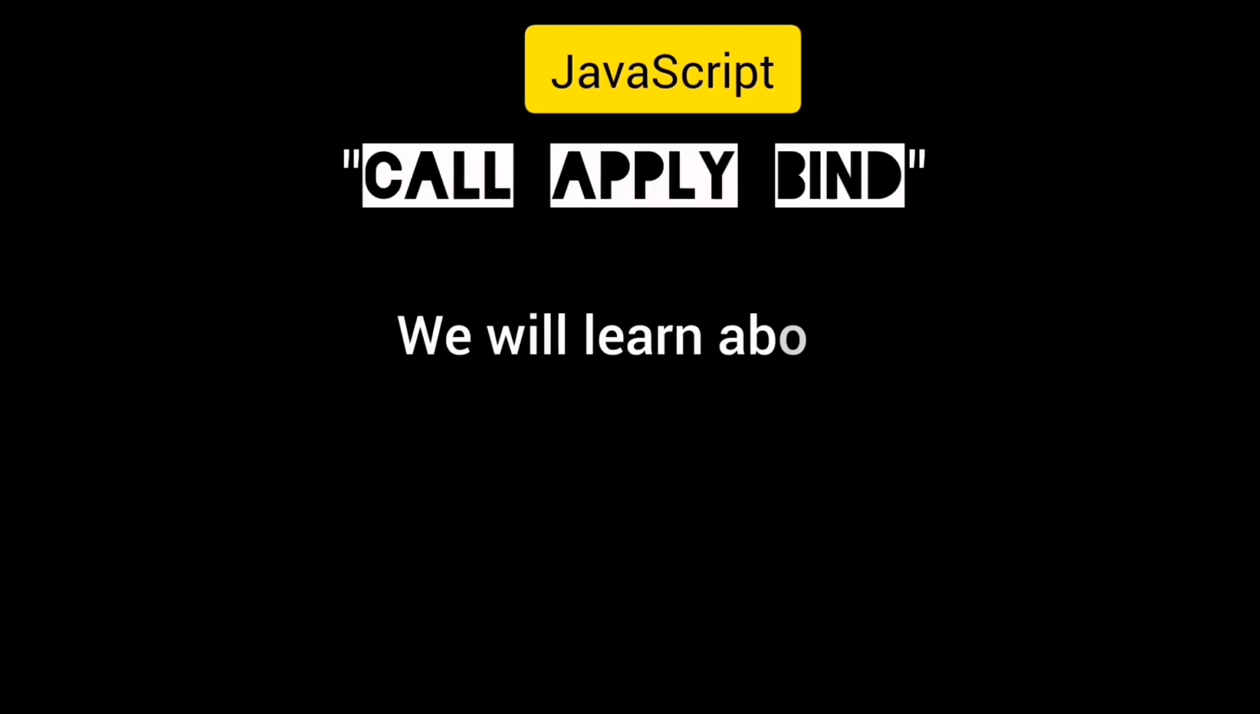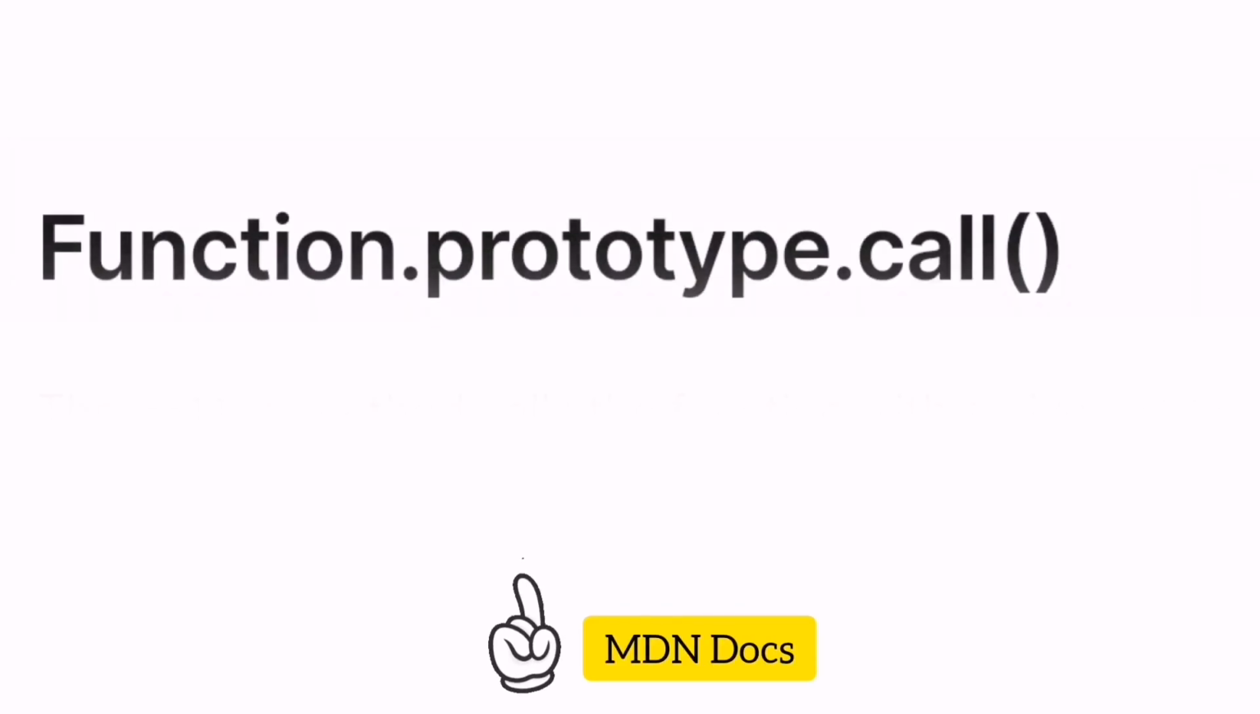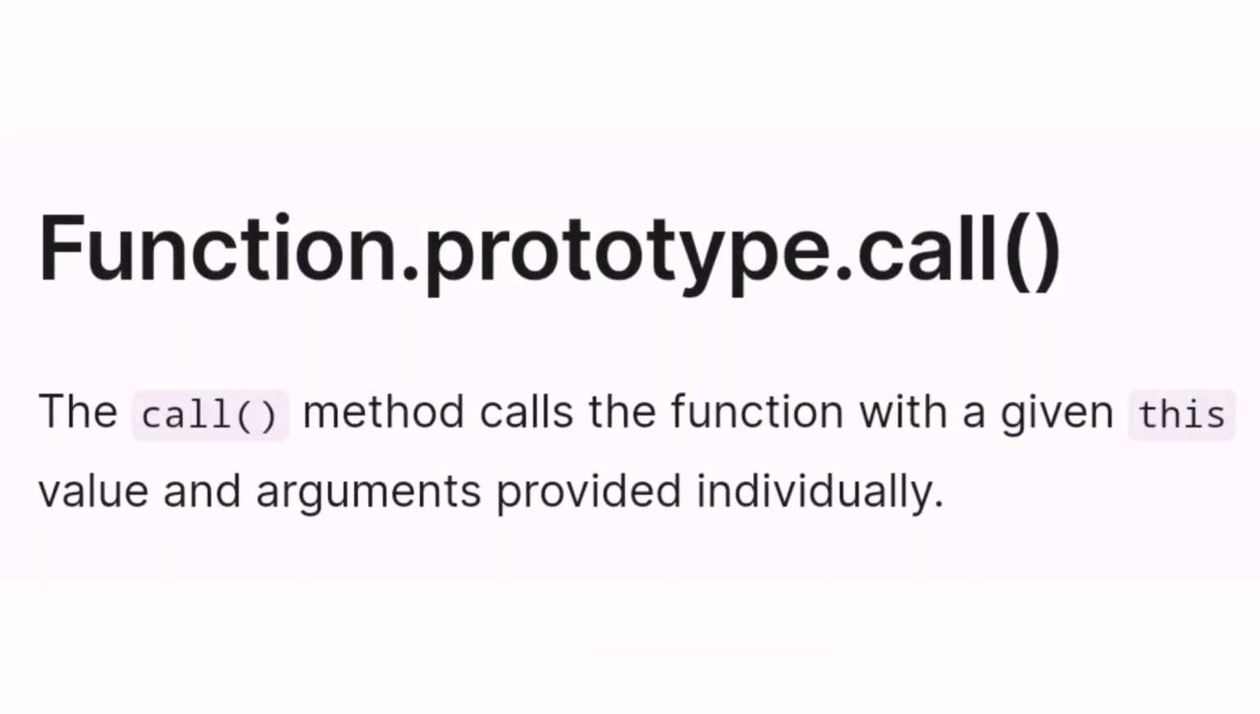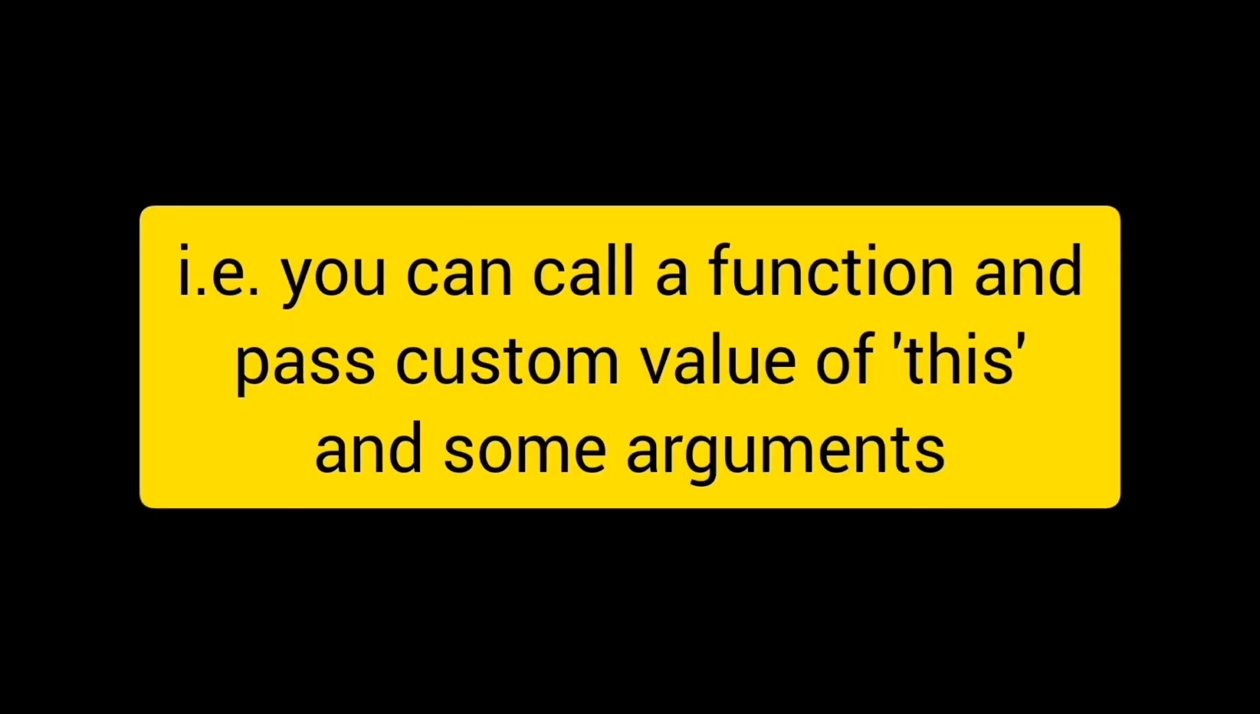Today, we will learn about function prototype call method. The call method calls the function with a given this value and arguments provided individually. In other words, you can call a function and pass custom value of this with function prototype call method.